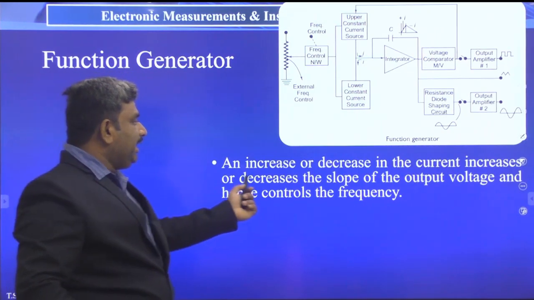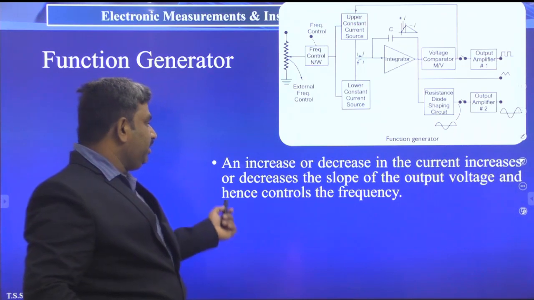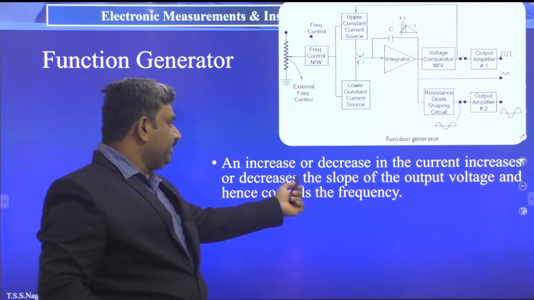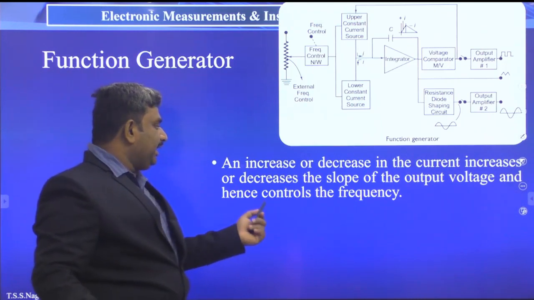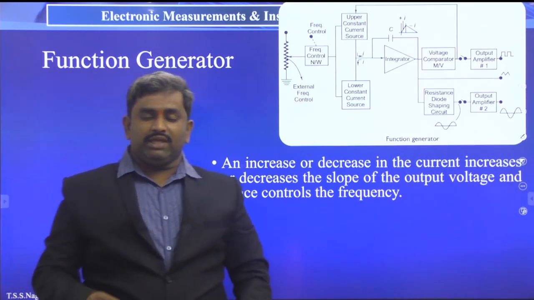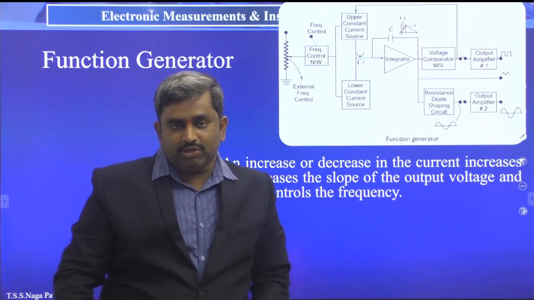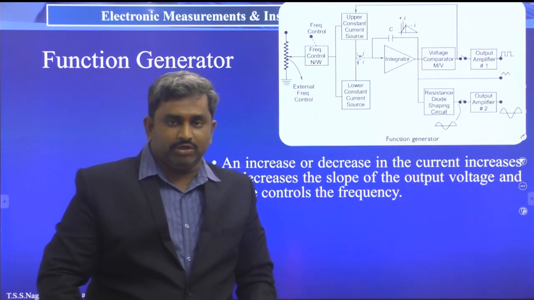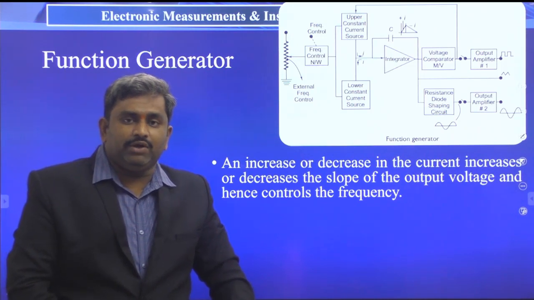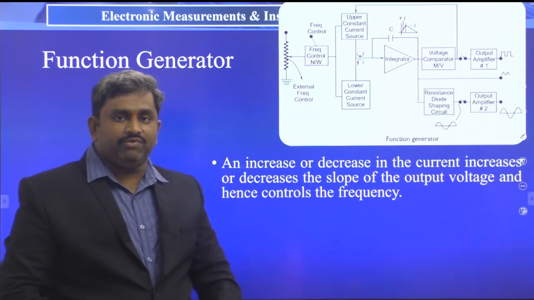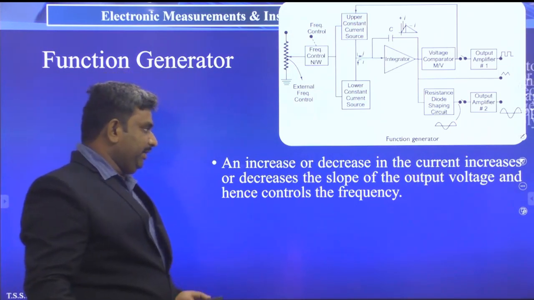Now coming to that, an increase or decrease in the current increases or decreases the slope of the voltages and hence controls the frequency. So the increase in the current at the upper constant current source or in the lower constant current source, these two will control, and based on these two controls we can get the adjustable frequency based on our requirement.